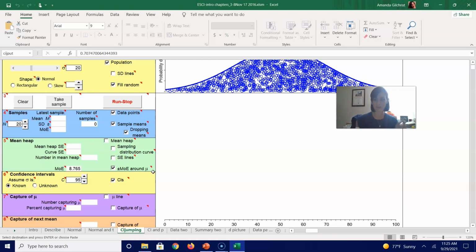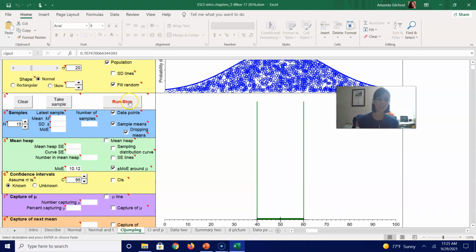Actually, I kind of got this messed up. So let's go back a little bit. We aren't going to start with the CIs. We're going to start with a sample of 15. And we're just going to really quickly take a look to see how many of these means are actually going to fall outside of that margin of error.